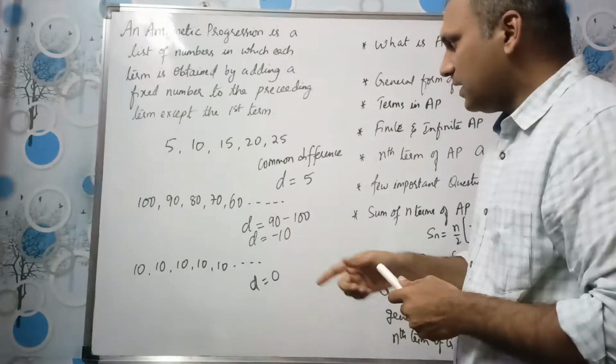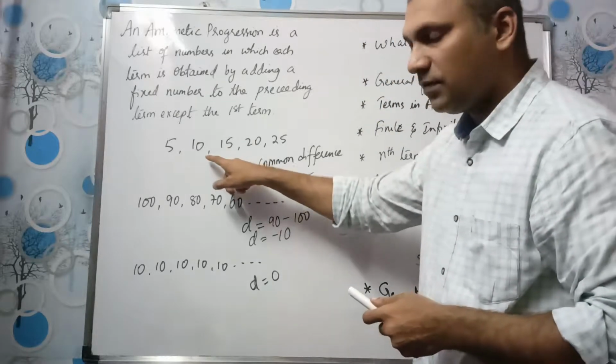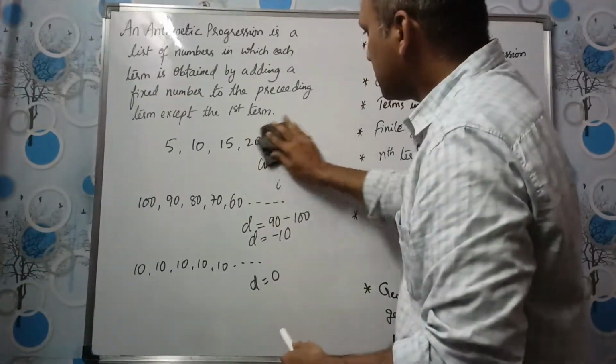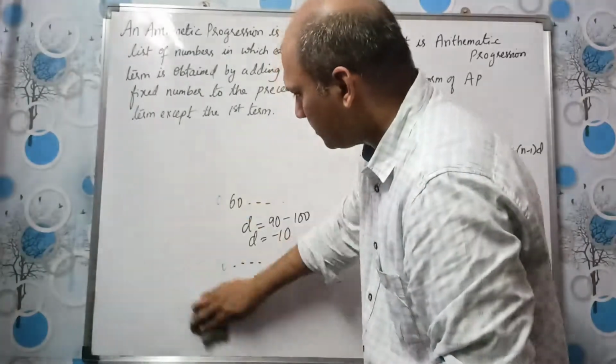I hope this is clear. And what did we learn? How to find the value of D? We need to subtract the respective or consecutive terms.